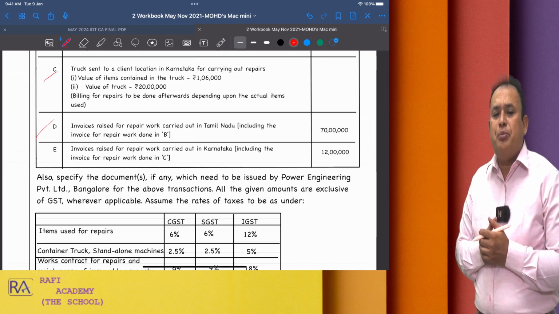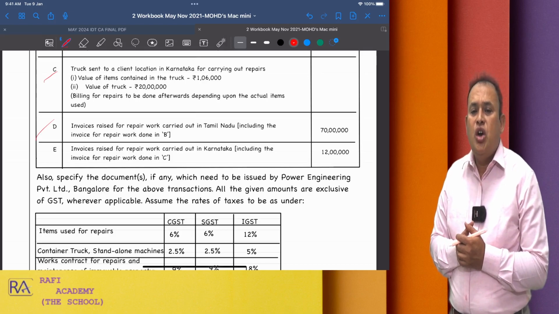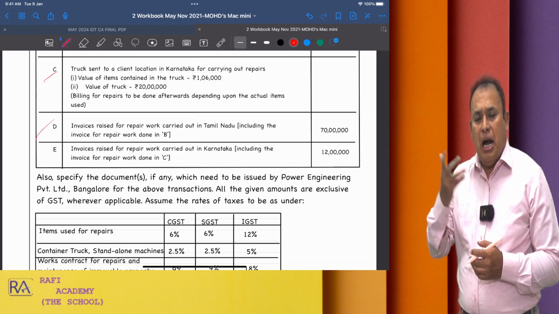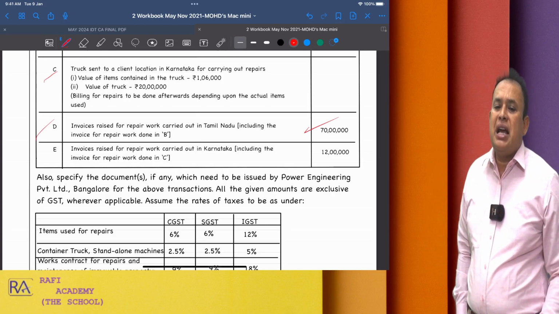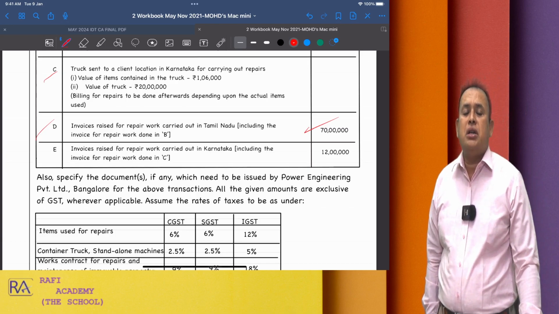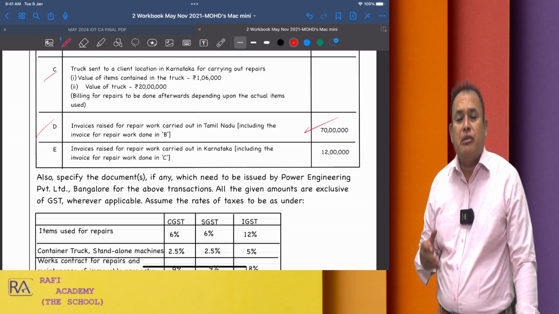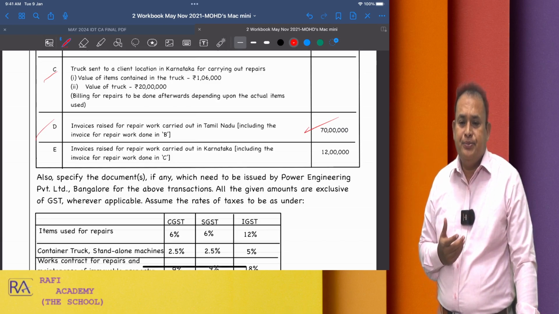Invoices raised for repair work carried out in Tamil Nadu, including the invoice for repair work done in B above, that is 70 lakhs. Point number E. Invoice raised for repair work carried out in Karnataka, including the invoice for repair work done in C, which is 12 lakh.